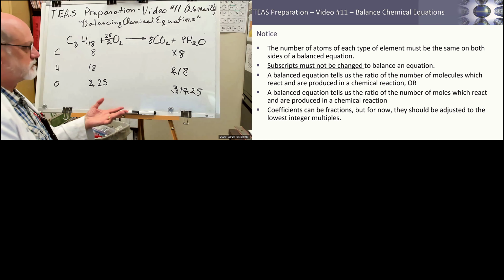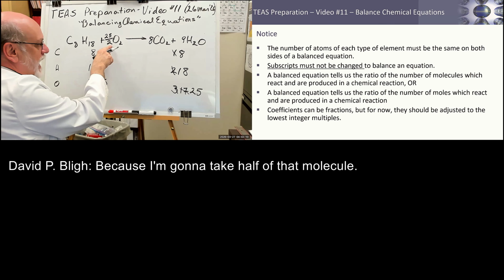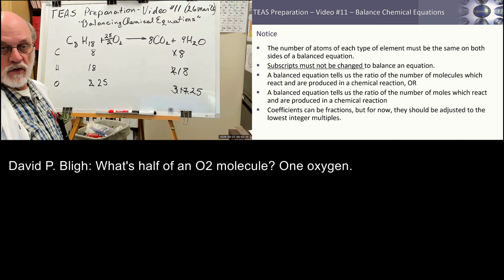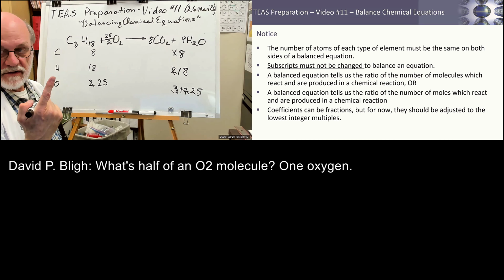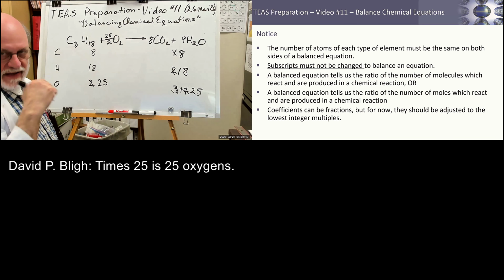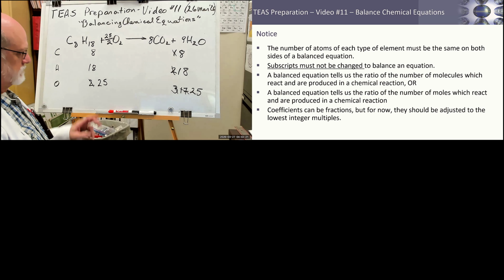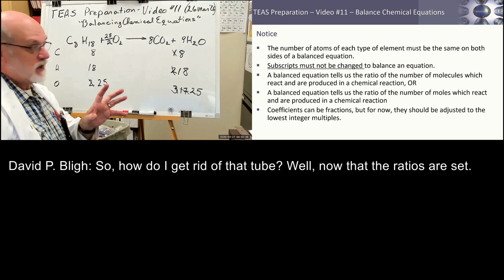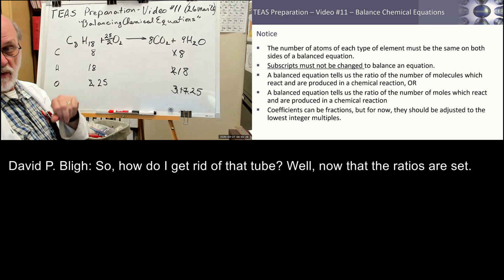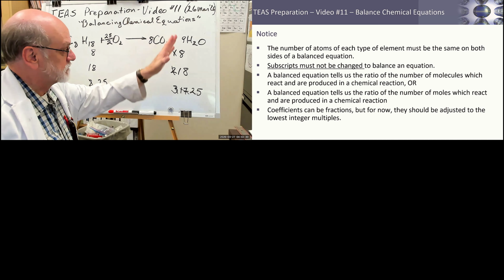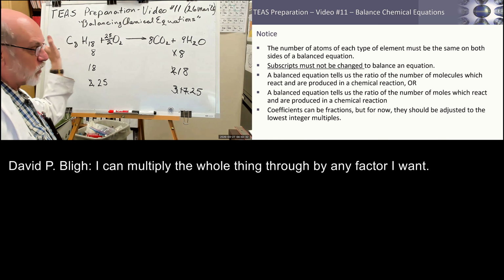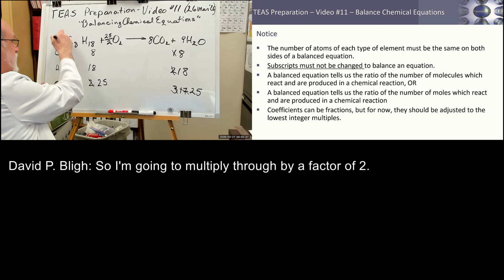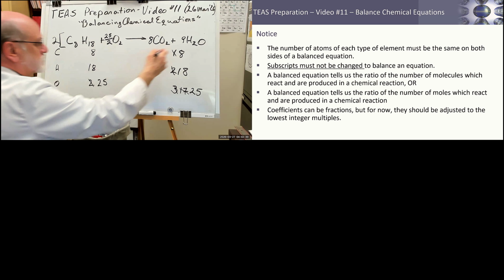Now, how do I know that? Because I'm going to take half of that molecule. What's half of an O2 molecule? One oxygen times 25 is 25 oxygens. But we prefer whole number ratios. So how do I get rid of that 2? Well, now that the ratios are set, I can multiply the whole thing through by any factor I want. So I'm going to multiply through by a factor of 2.